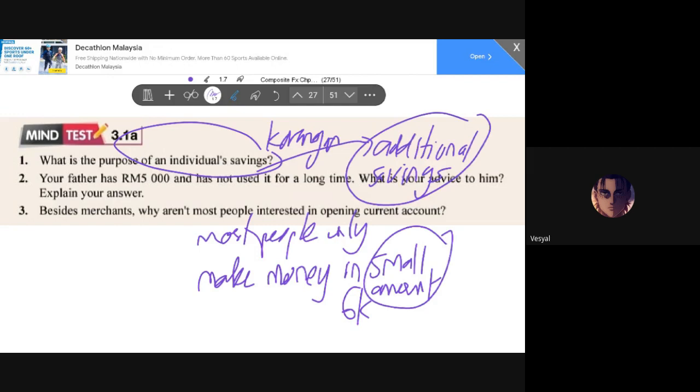I would suggest my father to invest in a savings account. It's because money. Be more specific with your savings account thing. What type of account do they need?